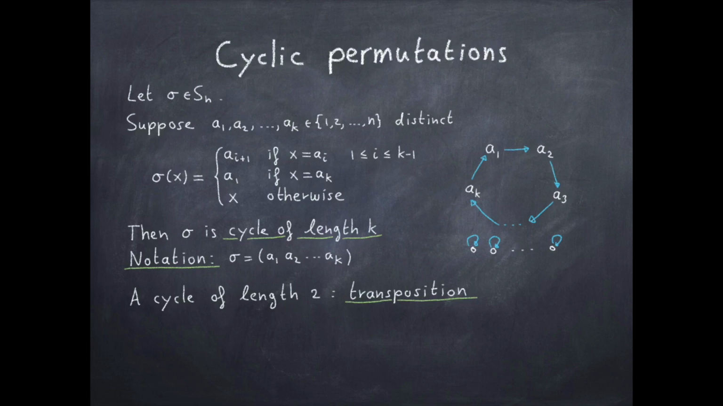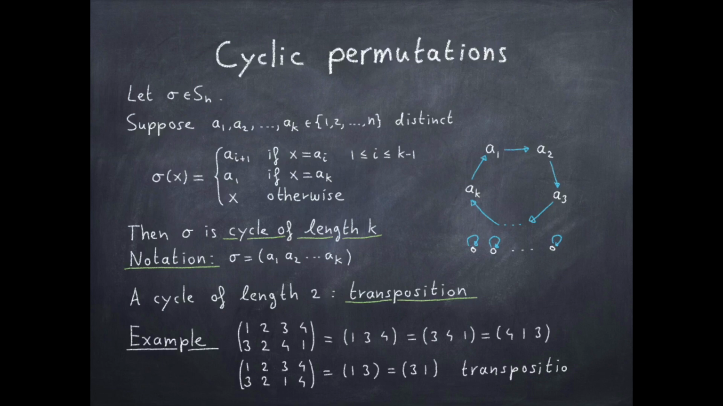More interesting are the cycles of length 2. These have a special name, they're called transpositions. In the example you see two permutations. The one on the top is a cycle of length 3. The one on the bottom is a transposition, a cycle of length 2.